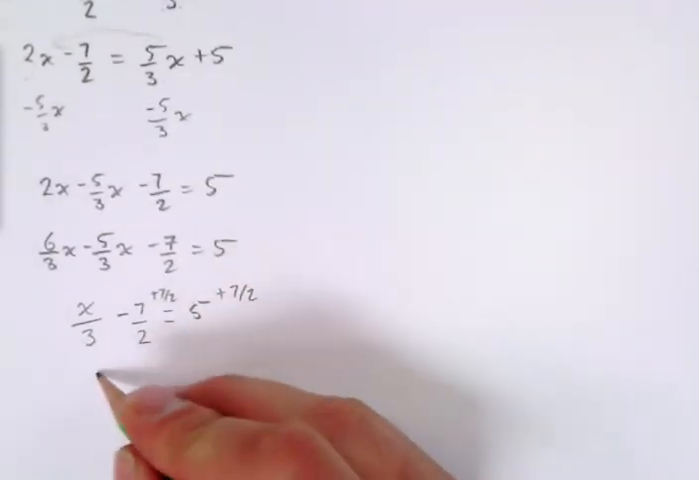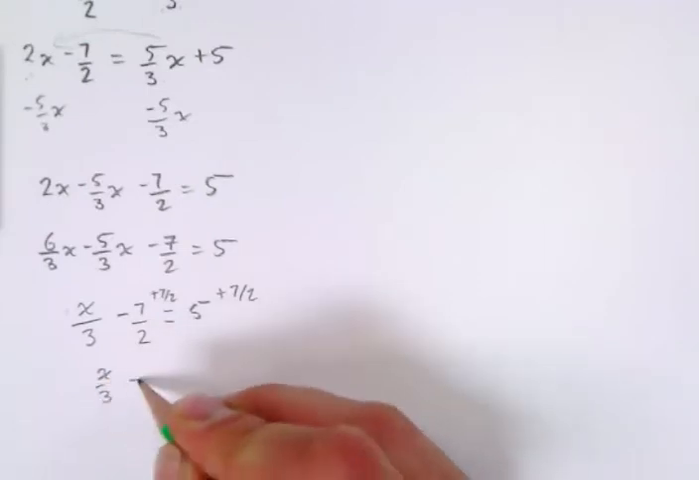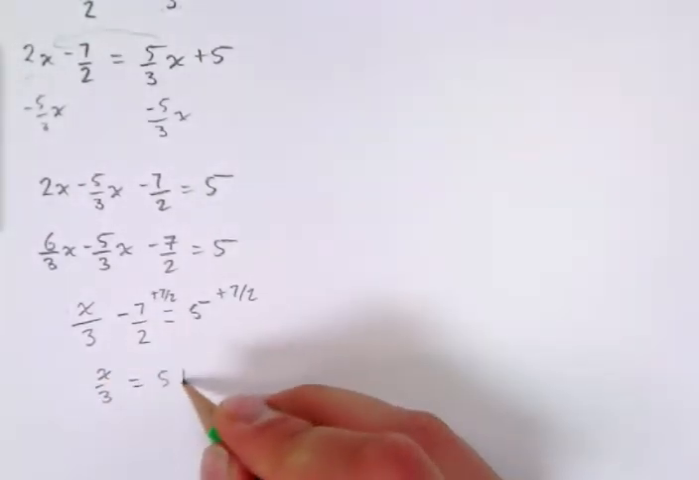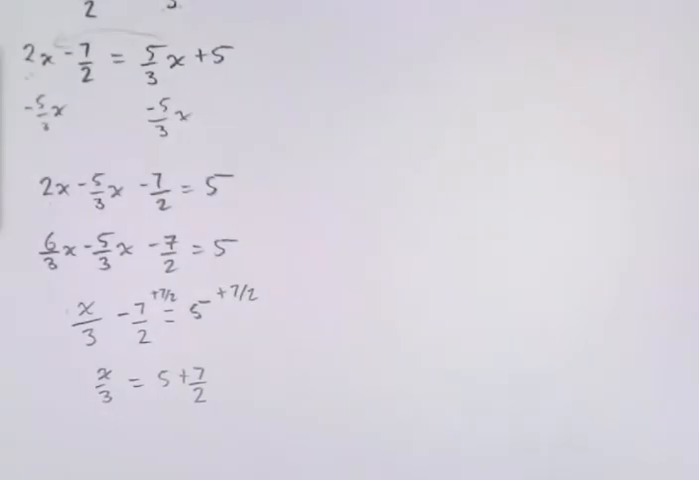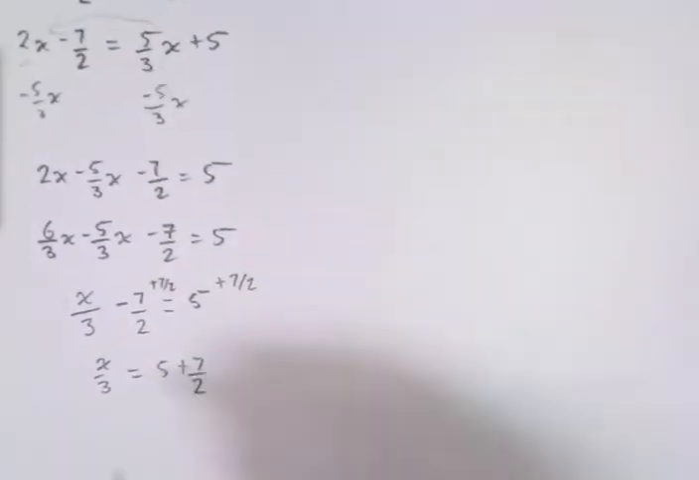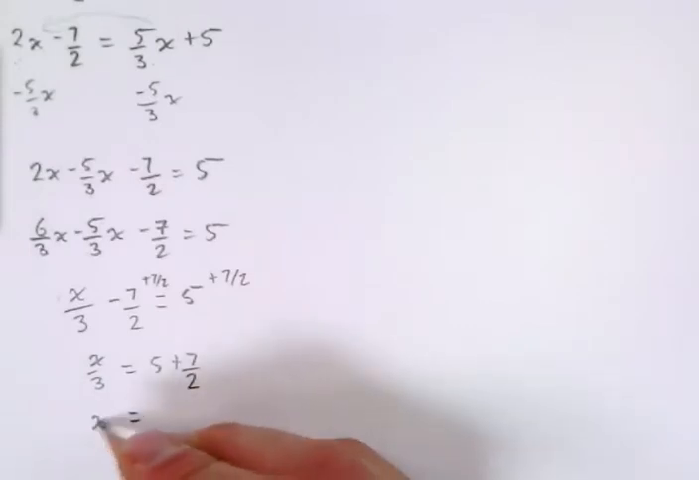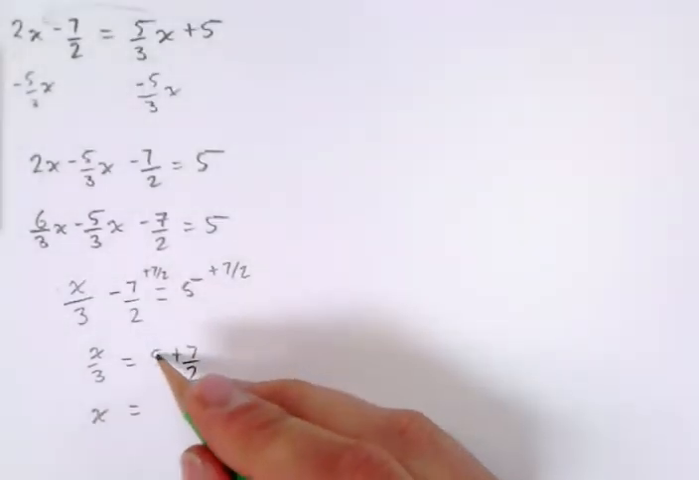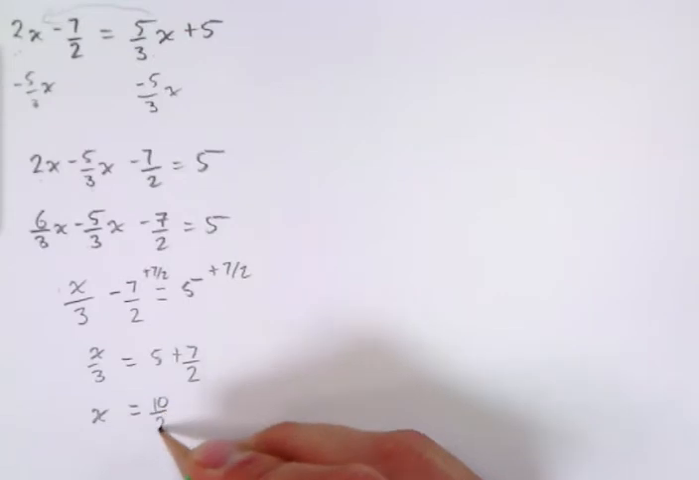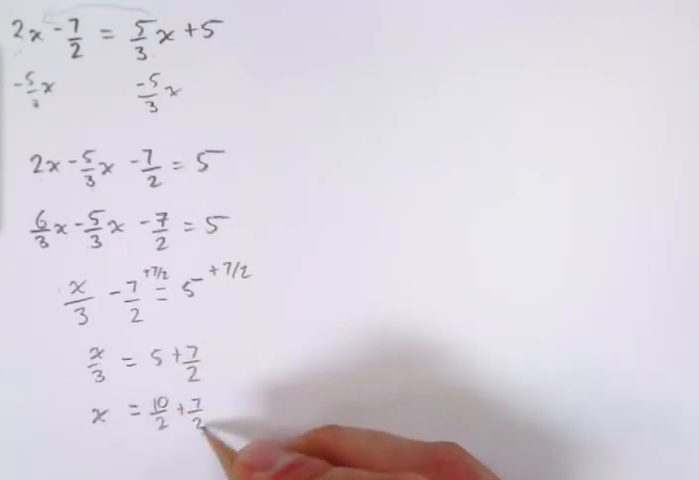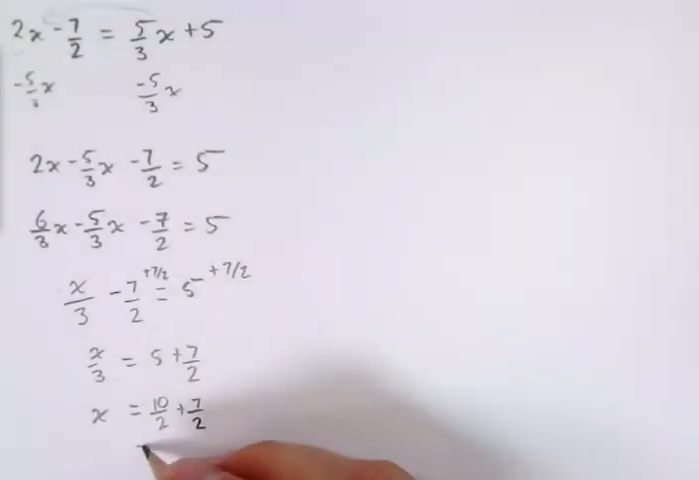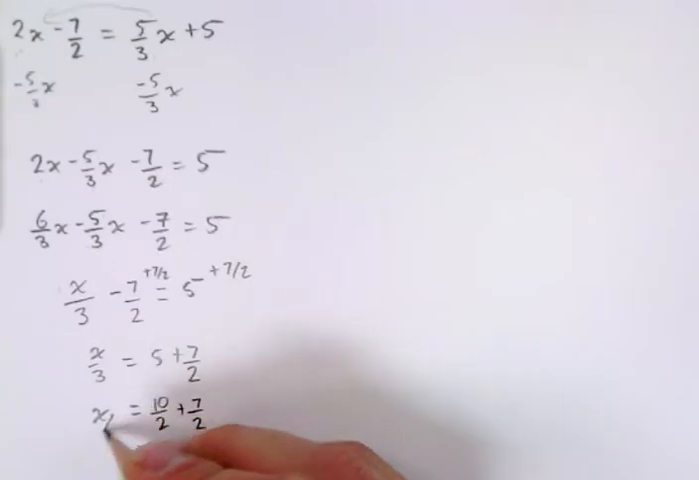So we're going to have x over 3 is equal to 5 plus 7 over 2. Now, to add these, we need common denominators. So we have this has to be 10 over 2. 10 divided by 2 is 5, plus 7 over 2, which in total gives me 17 over 2 is equal to x over 3.